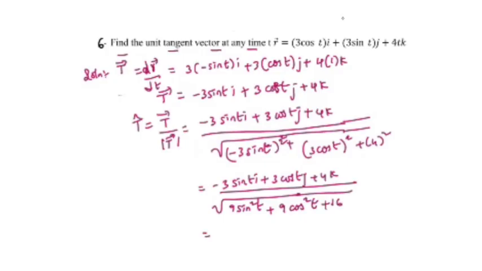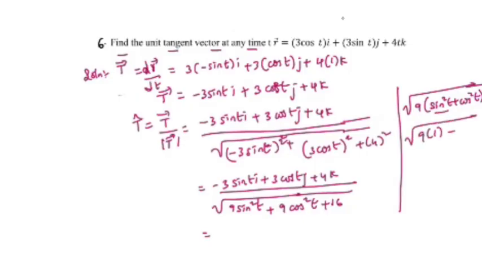I'll just simplify and then I'll write it here. That will be root of 9, which I can take common. It will become sin square t plus cos square t, plus 16. So sin square t plus cos square t is 1. So it will be 9 into 1 plus 16. 9 plus 16 is 25. So root 25 will be 5.